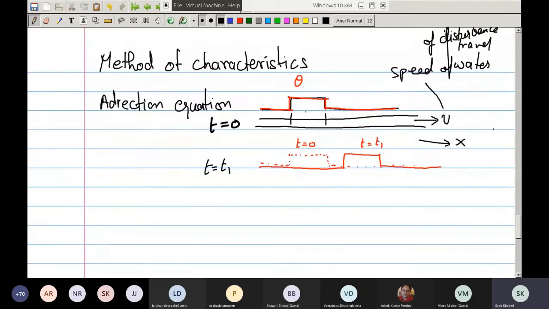So in a time between 0 to t1, this disturbance has traveled by an amount v times t1. After some time more, the disturbance will travel more and so on. This is what happens in a simple pipe flow where you have some heated water locally. This should be pretty much straightforward. So now let us try to visualize this in a graphical way.